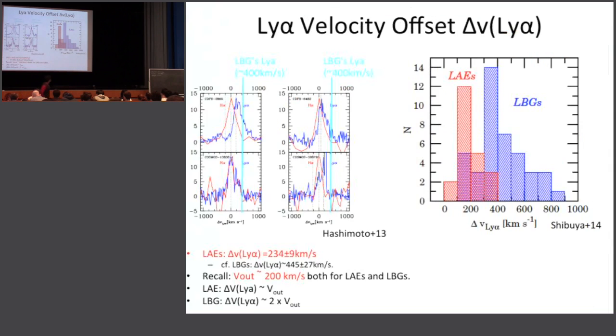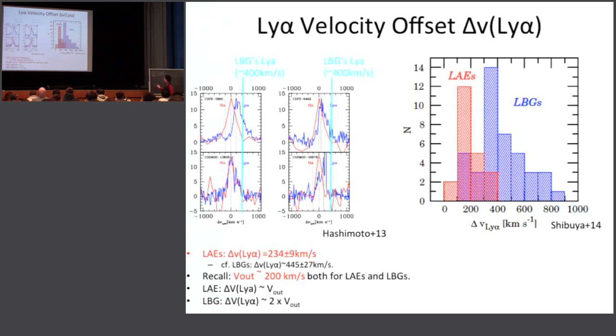And then the second important component is the velocity shift of Lyman-alpha. This shows the H-alpha luminosity for the systemic, and the blue line is the Lyman-alpha line flux. As you can see, the typical velocity shift is as small as about 200 kilometers per second. If you plot the velocity shift of the typical Lyman break galaxies, it comes around here.